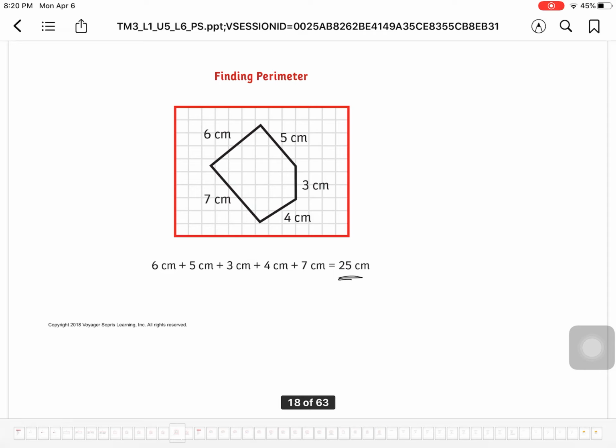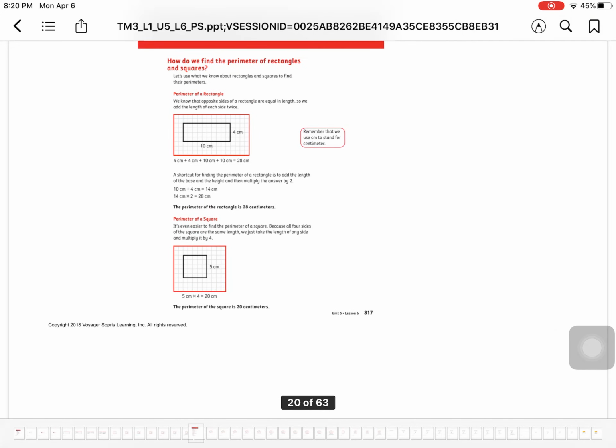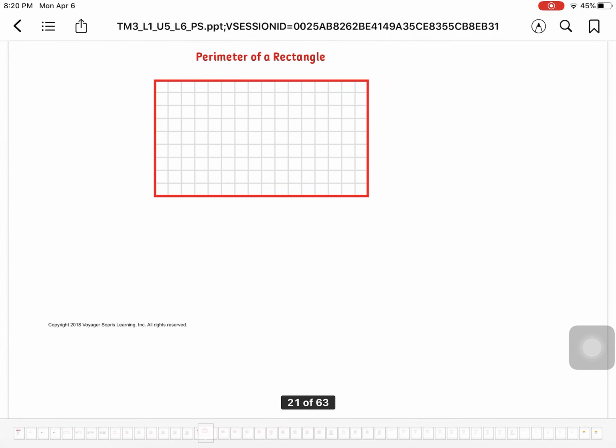That's an important part too when you're finding the perimeter, the distance around the outside. So the perimeter of that shape is 25 centimeters. Okay. So now, how do you find the perimeter of rectangles and squares? That's the next piece we're going to look at.